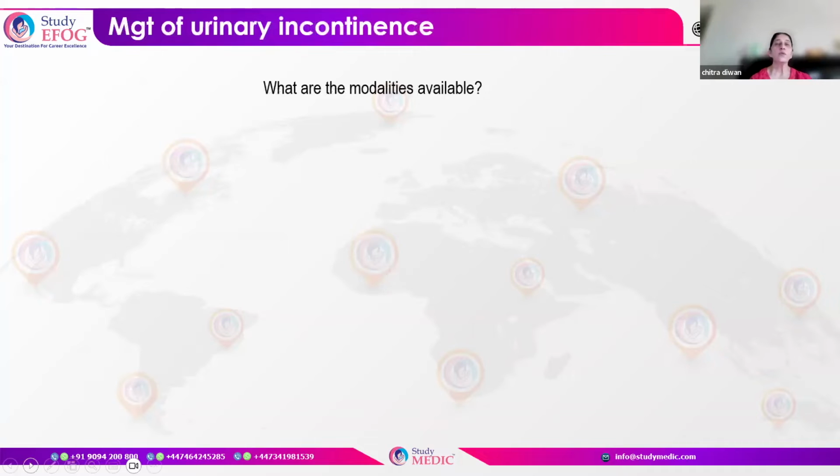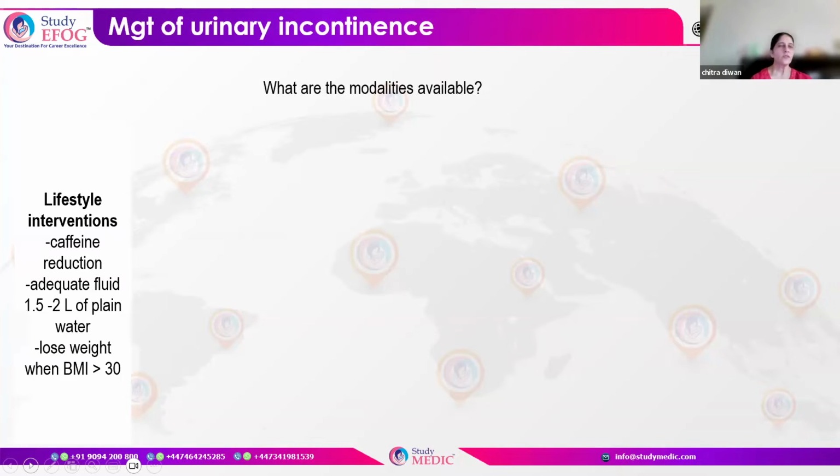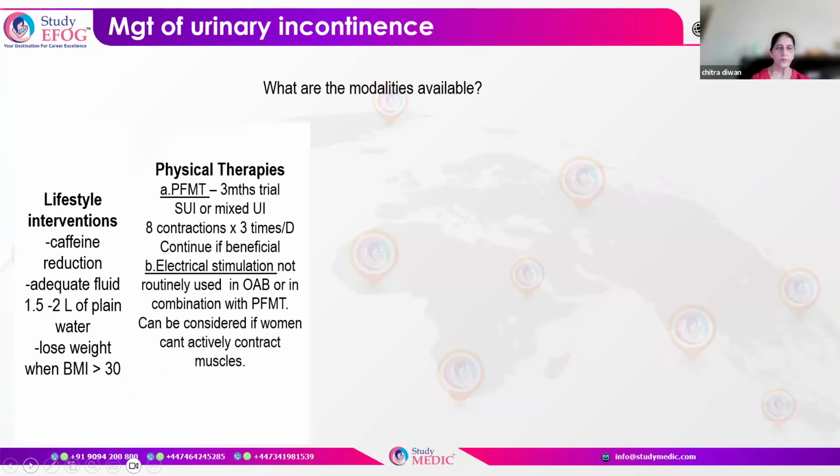Now let's see what are the modalities available for treatment of urinary incontinence. So the first modality is lifestyle intervention. In the history, you have to find out about the amount of caffeine that she is taking, and anybody with overactive bladder or stress urinary incontinence, you have to tell them to stop caffeine intake or reduce it. She has to be drinking adequate fluid, so at least 1.5 to 2 liters of plain water. Whenever BMI is more than 30, advise weight loss.